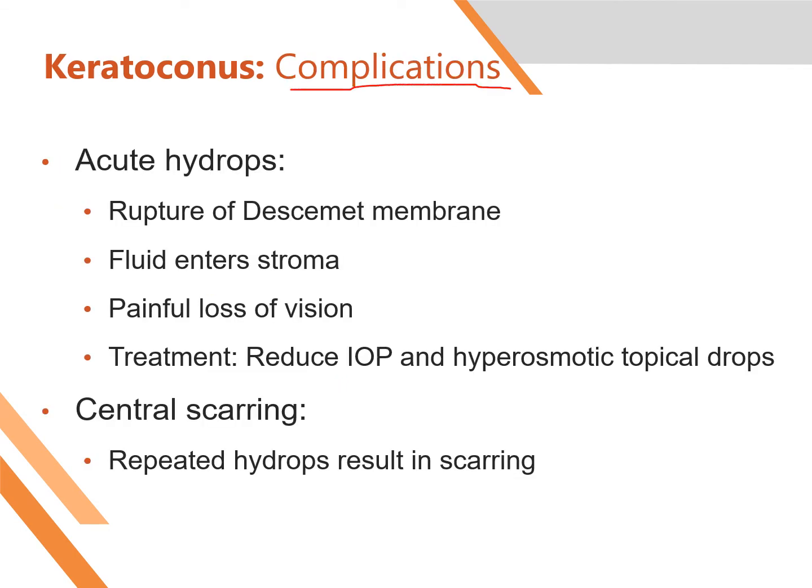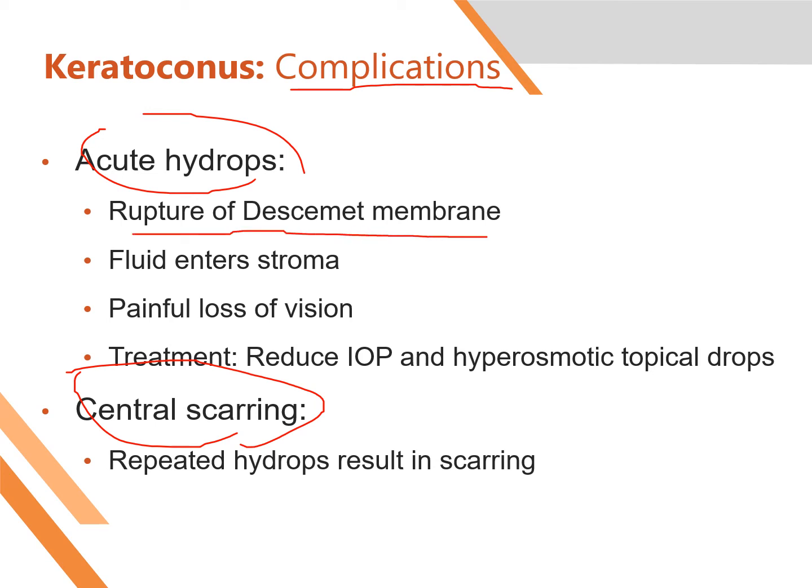Then the complications of keratoconus. One is acute hydrops, and second is central scarring, which is because of the hydrops. What is hydrops? Because of the increased pressure and thinning of the cornea, Descemet's membrane ruptures and fluid enters into the stroma. It's very painful, and the treatment is to reduce the intraocular pressure and give hyperosmotic topical drops to extract the water out of the cornea. This can lead to central scarring because of repeated episodes of hydrops, and that needs further attention.